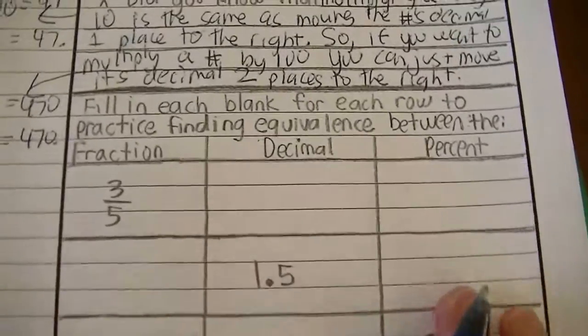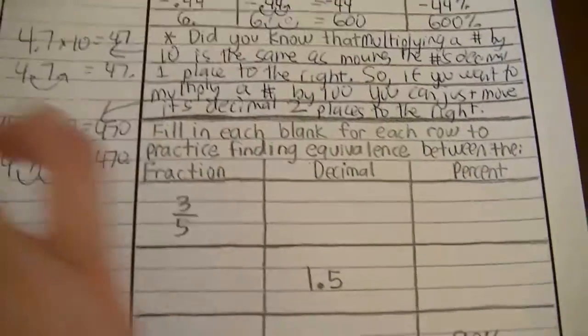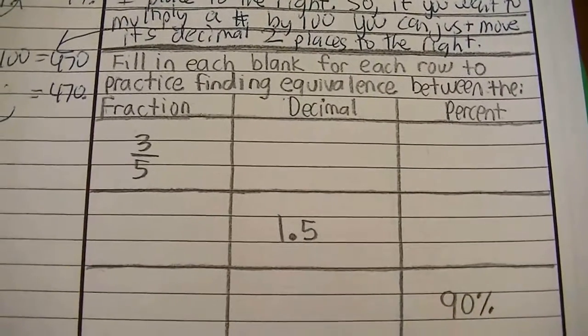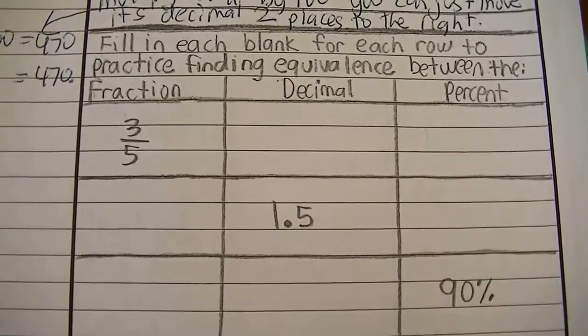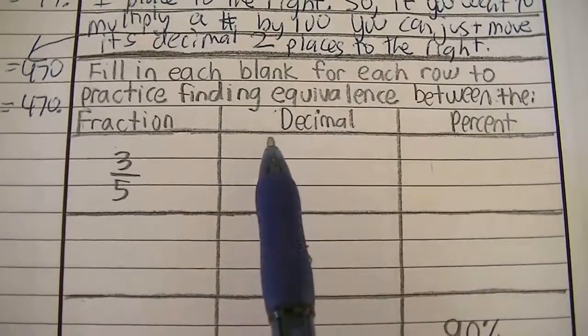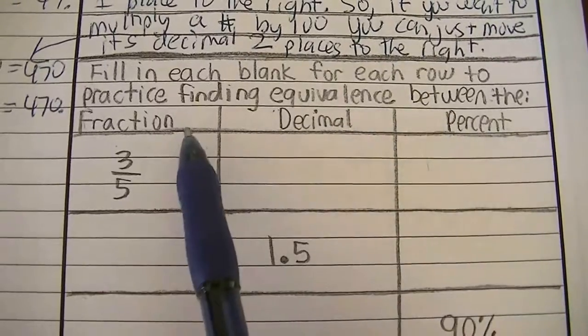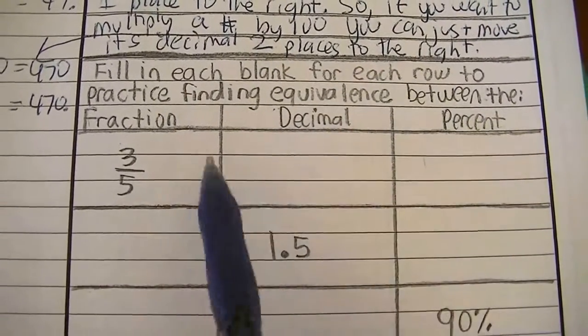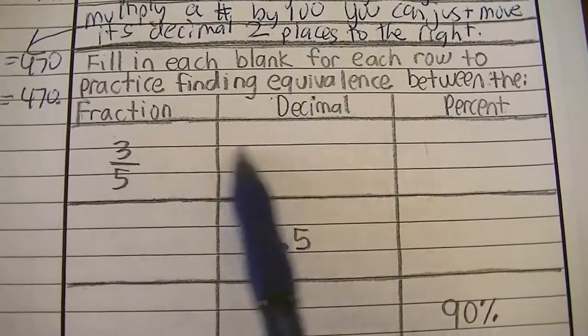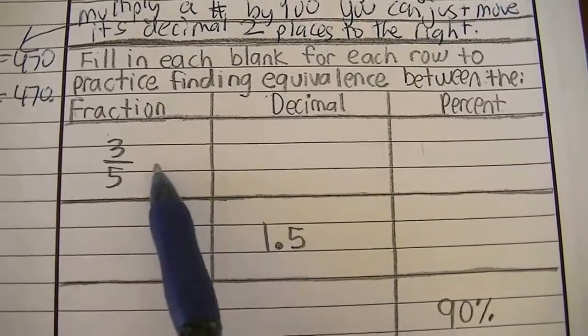So this next section, it's just going to involve some practice, and I do want you to pause the video if possible, so you could try to do it on your own, but of course you can watch it also, but I do want you to practice it. Fill in each blank for each row to practice finding equivalence between the fraction, decimal, and percent. So it's fractional form, decimal form, and percent form. So this row would all be equal to each other, okay?